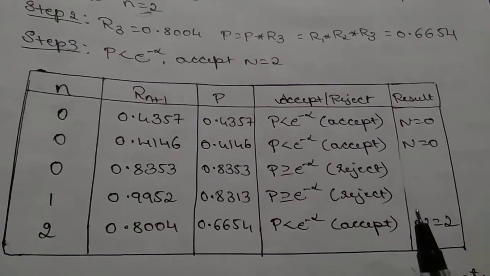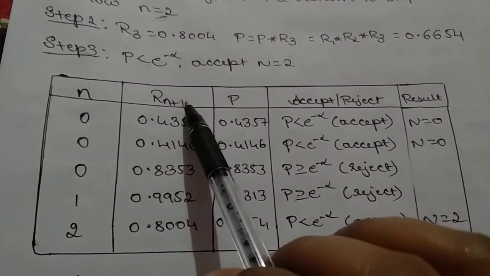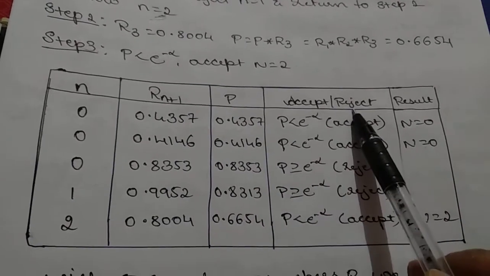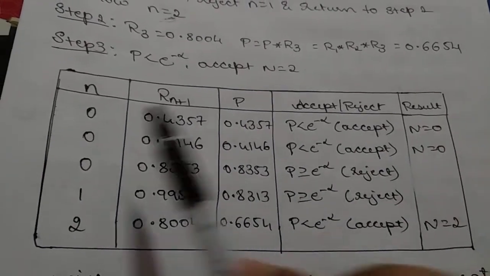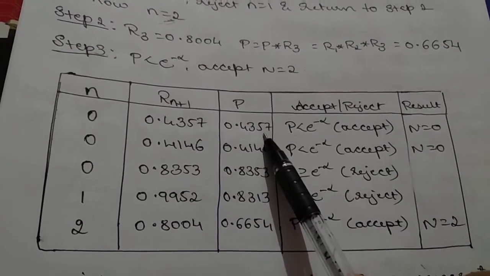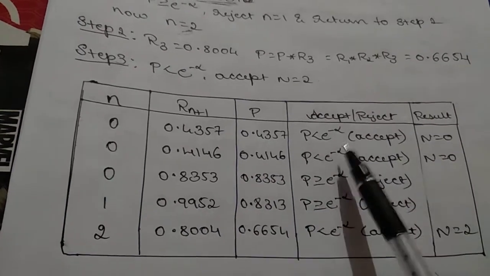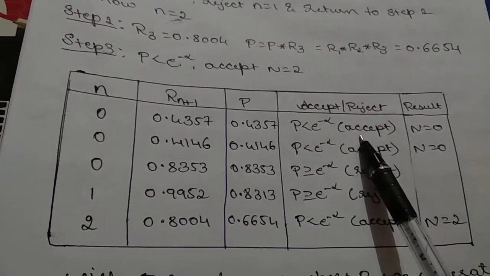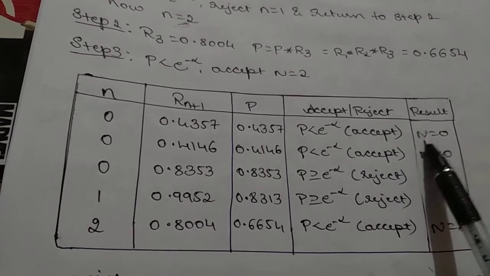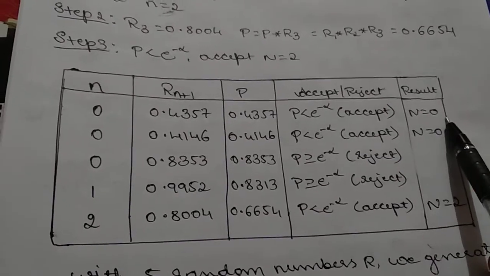See, this is the acceptance or rejection table. This is small n that you have taken. These are the random numbers. This is the Poisson variate, this is accept or reject, and this is the result. First, n is equal to 0. The first random number I have taken. This is the P I have generated. Here it is accepted. What you have got in your steps, the same thing you have to write here. Once it is accepted, then only you have to update the value of capital N. Otherwise, you should not update the value of capital N. See, n is equal to 0.